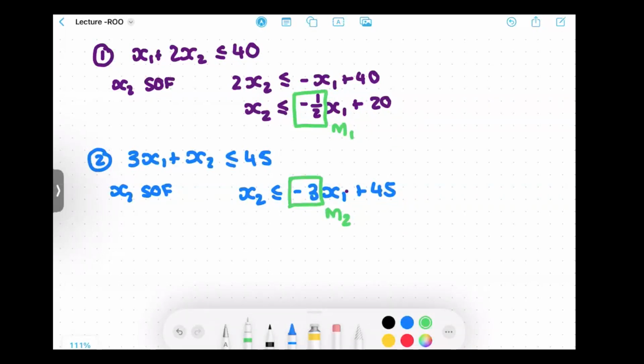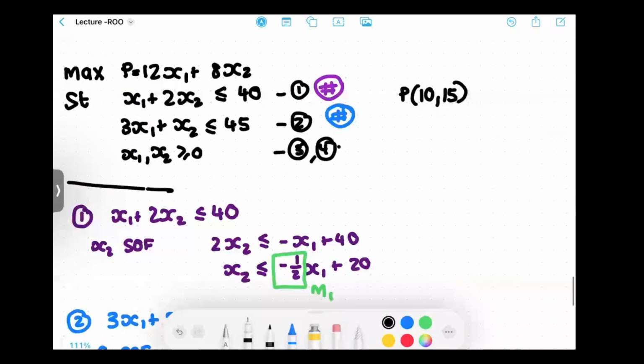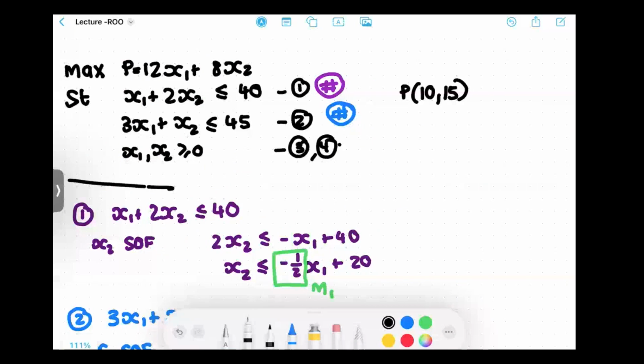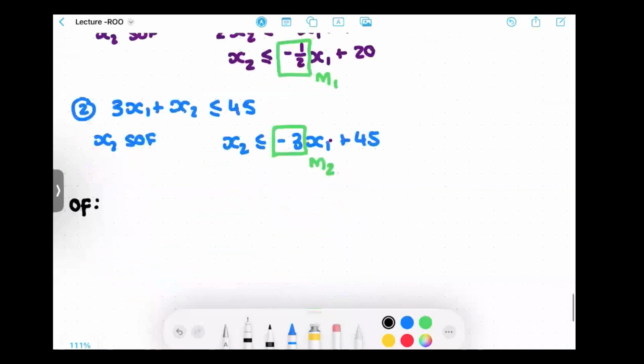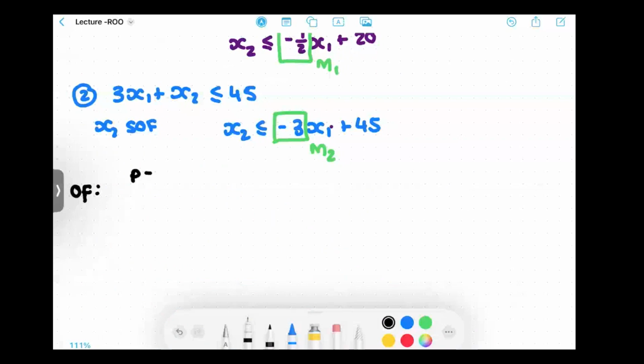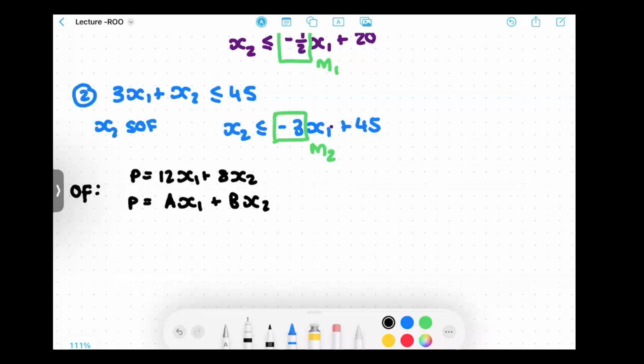We still need the gradient of the objective function. Again, just to remind ourselves, it's P is equal to 12x1 plus 8x2. A reminder of the original one: P is equal to 12x1 plus 8x2. But remember, we're going to say this is A and that is B when we do our working out. And once again, we will make x2 the subject of the formula.